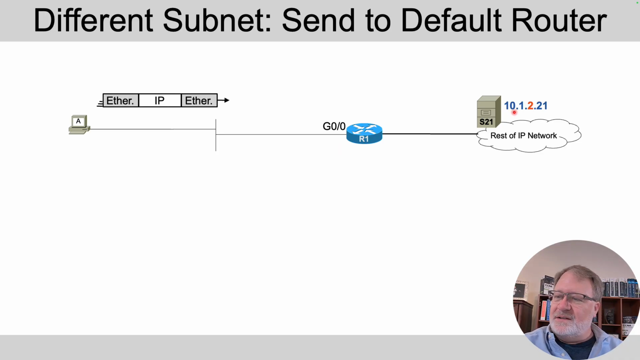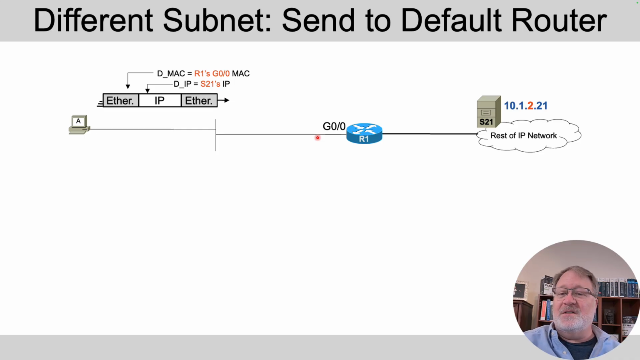We want it to get to server 21. So there's the destination IP address of server 21's IP address. But the goal now is to deliver this packet to router R1, and that destination MAC is not server 21's. It is router R1's MAC address on this left-hand interface, R1's Gig 0/0 interface MAC address, this one. Why is that? Sometimes people get confused by that.